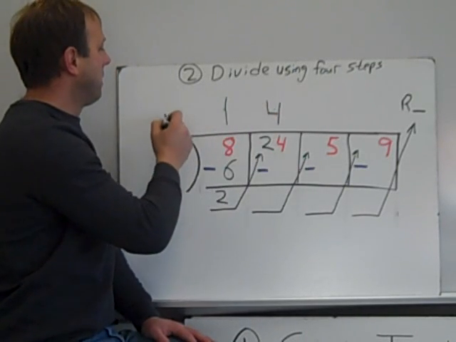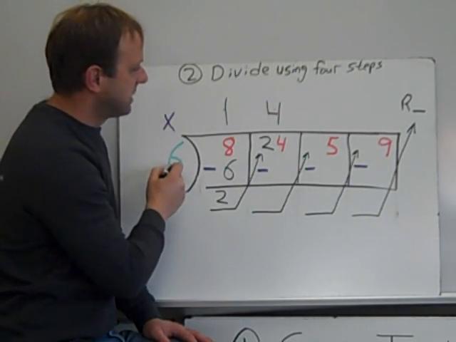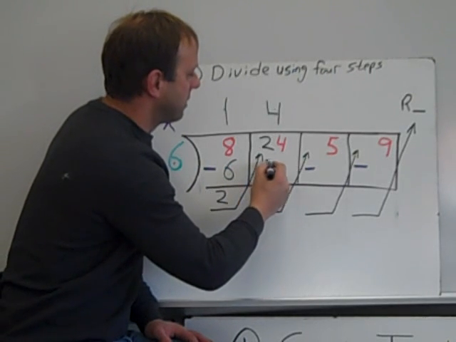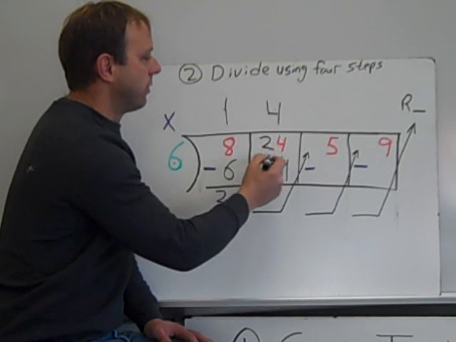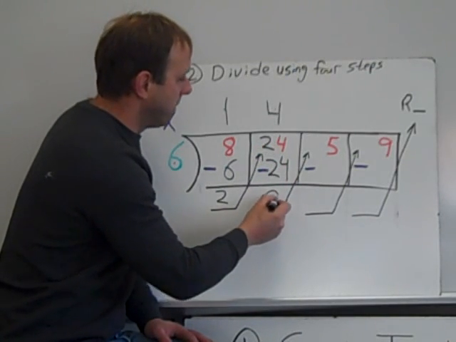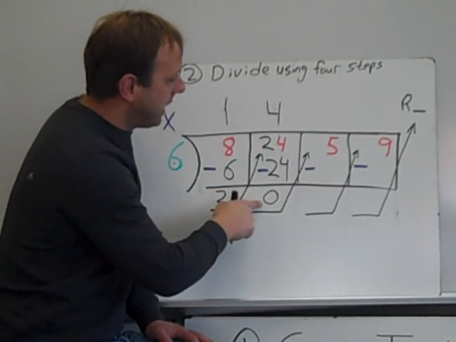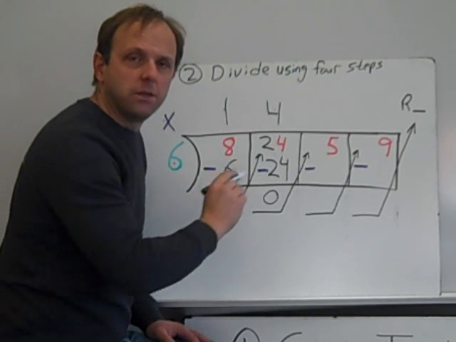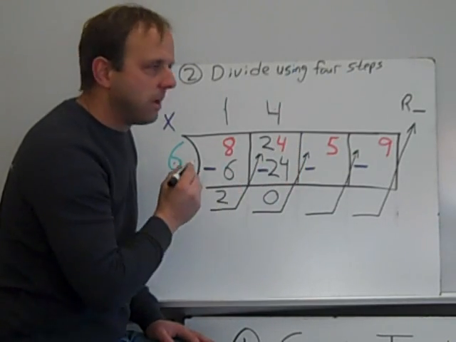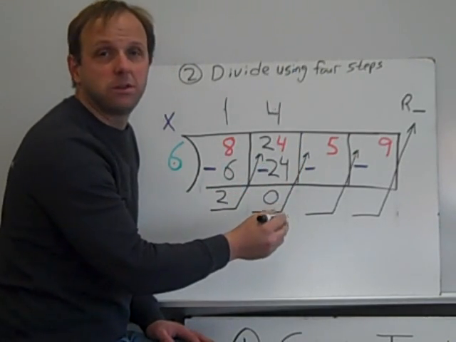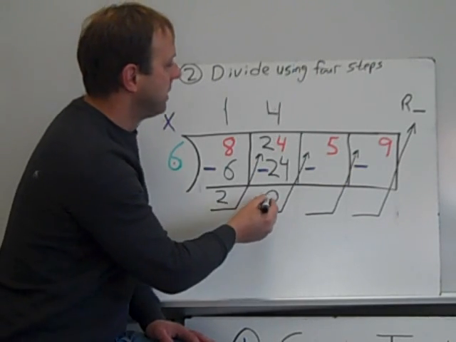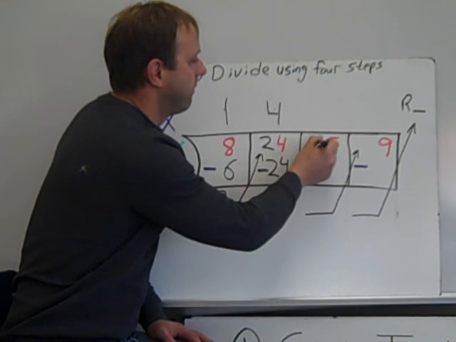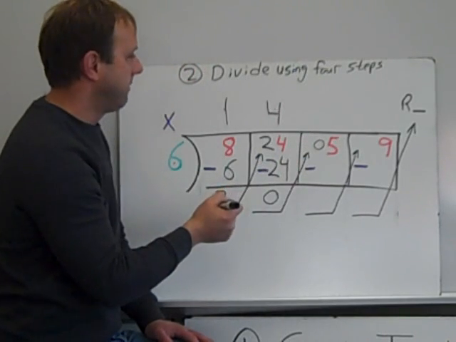Now, 4 times 6 equals 24. So since I used them, I have to remove them. 24 minus 24 is 0. Now, even though I have a 0 right there, I still want to move it over because the pattern is a whole lot easier to learn if I do it consistently every single time. So a 0 in front of a 5 basically means I still have 5.